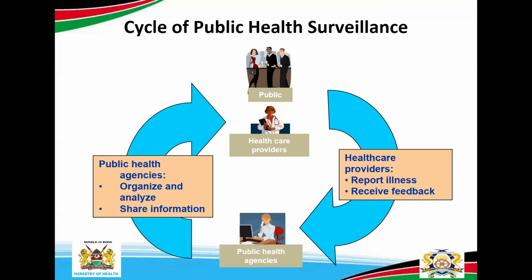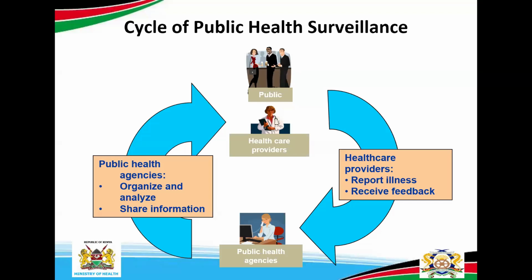In terms of the cycle for public health surveillance, we have the public, we have the health providers, and then we have the public health agencies. When the public visit the health facility, the healthcare provider reports illness or receives feedback for any particular disease. Then if they get these reports, the health provider informs or notifies the public health agency about a condition that they have identified in the public or in the community.